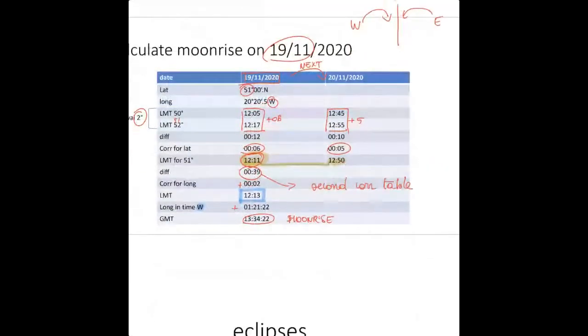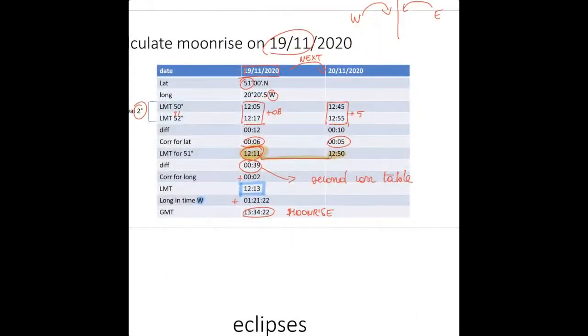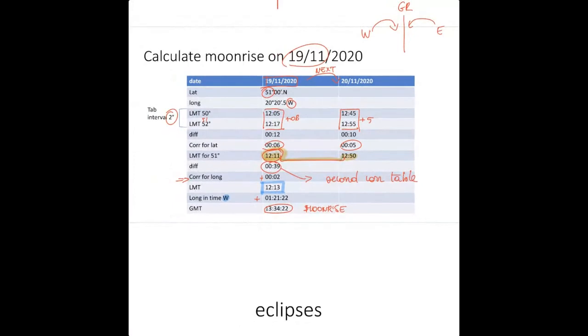You calculate the LMT for both the dates for your particular latitude. Then you take the difference between these two, as we have done here. And then with that difference and your longitude, you find the second correction for longitude, and then you apply the longitude in time for obtaining the GMT. Okay, voilà. But this is just an example. After the holidays, we'll be doing a lot of exercises on this. Okay.